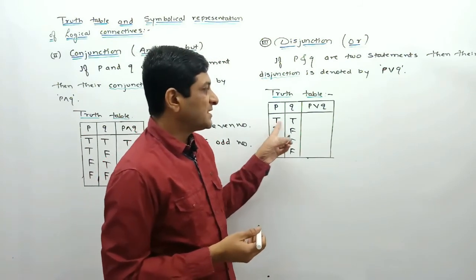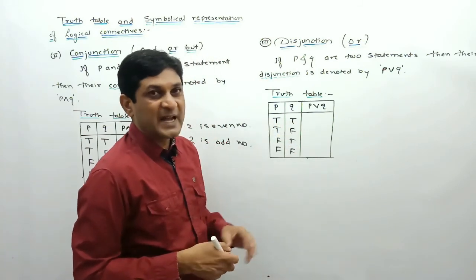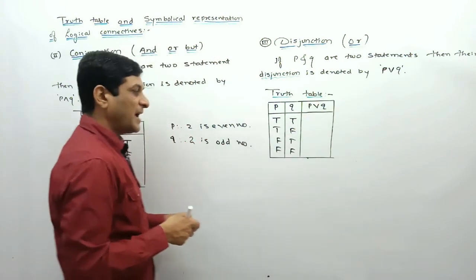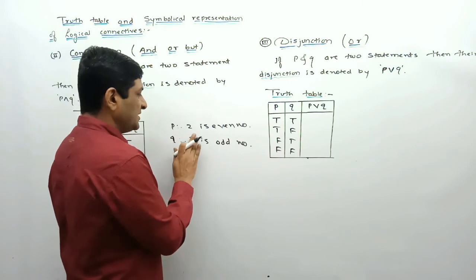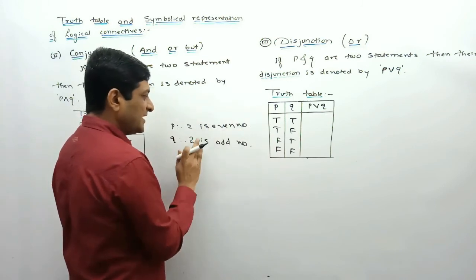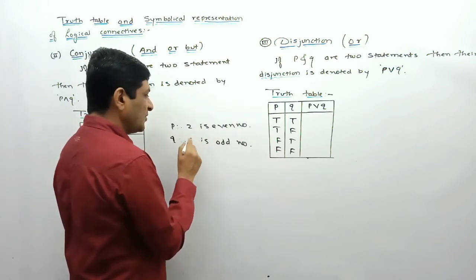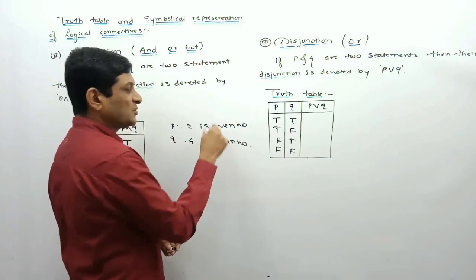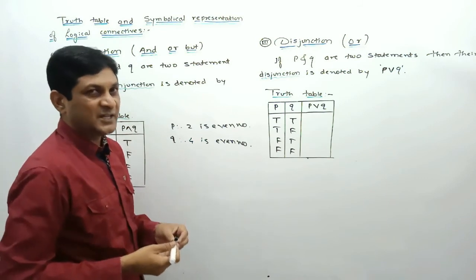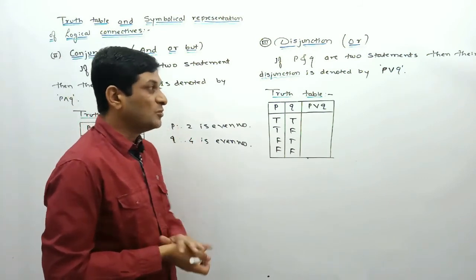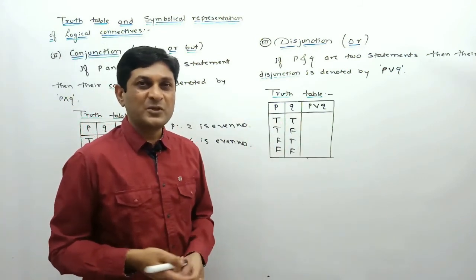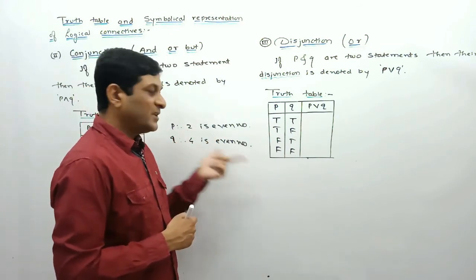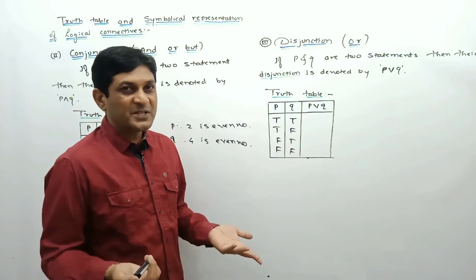Now in this case, if both the statements are true, what is the new statement which you get by connecting these two statements by or? See here, 2 is even number and 4 is even number. Now we are connecting these two statements by which logical connective? Or. Both are true. Let us check whether the truth value of the new statement is true or false. 2 is even number or 4 is even number. So what is your conclusion?